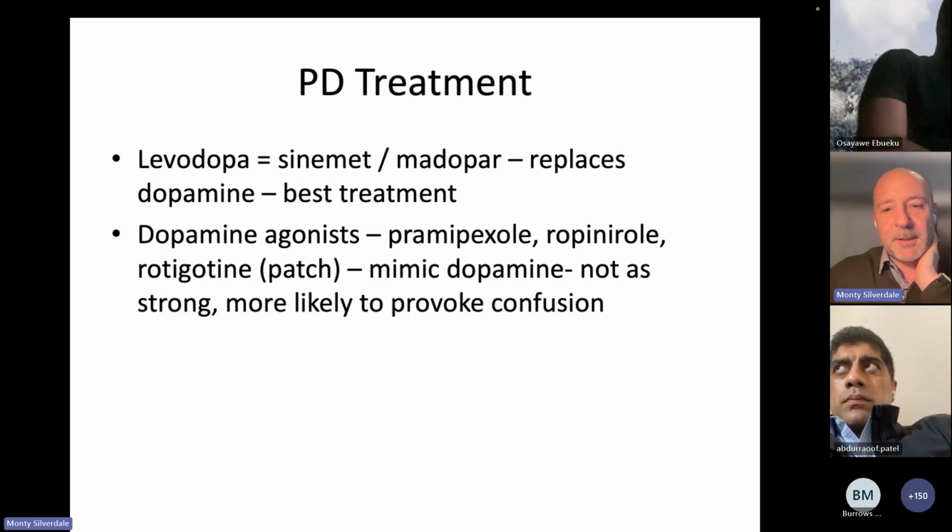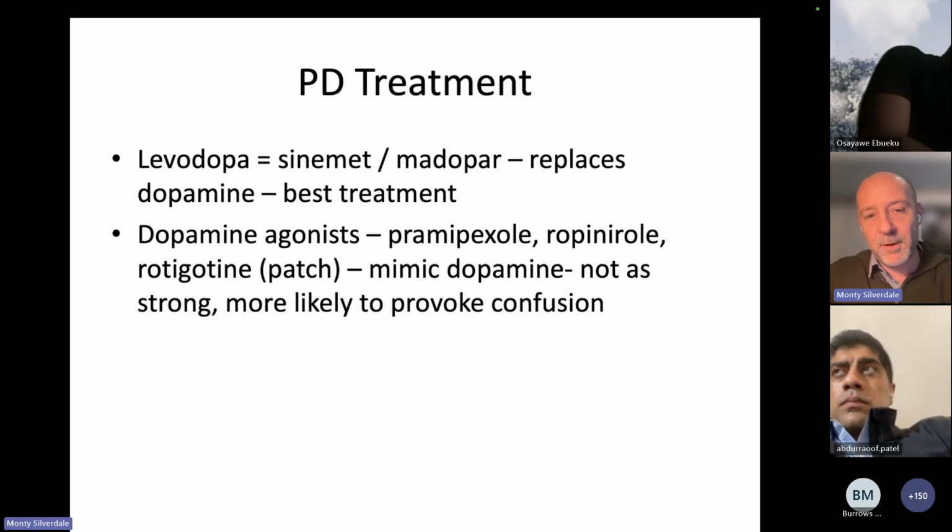Dopamine agonists such as pramipexole, ropinirole, and rotigotine. Rotigotine is available as a patch, and they mimic the action of dopamine. They're not as strong, they're not as good anti-Parkinsonian agents, and they cause much more side effects in terms of postural hypotension, nausea, and they can provoke confusion and psychosis, much more likely to do that than levodopa.